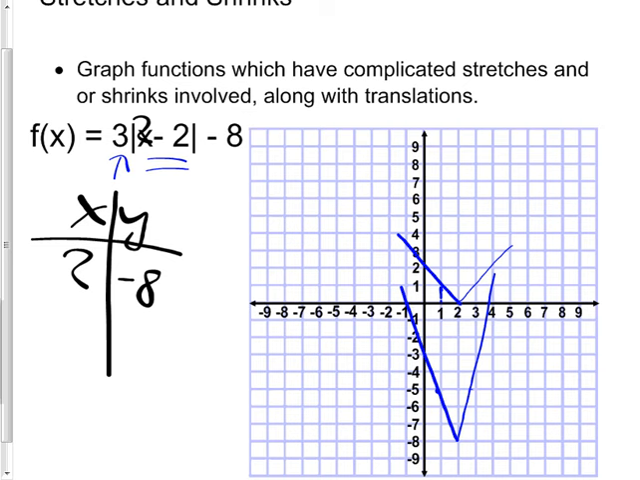It's right there. If I check one more point to make sure, I'm going to check, let's say, 3. 3 minus 2 is 1. Absolute value is 1 times 3 is 3. 3 minus 8 makes negative 5. 3 comma negative 5 should be on there. And, ooh, I was off a little bit. See that? All right, so checking it with your XY chart can be much better than just trying to freehand it.